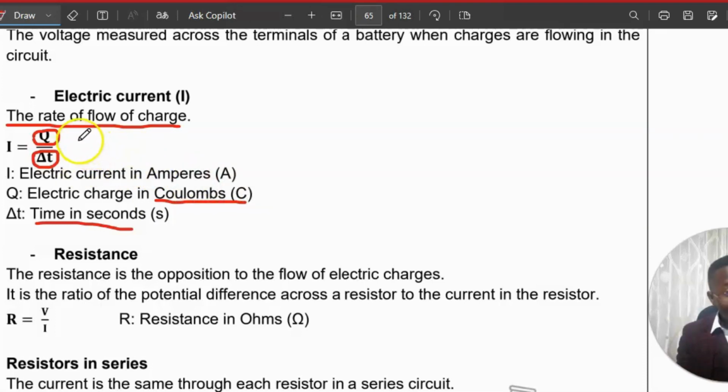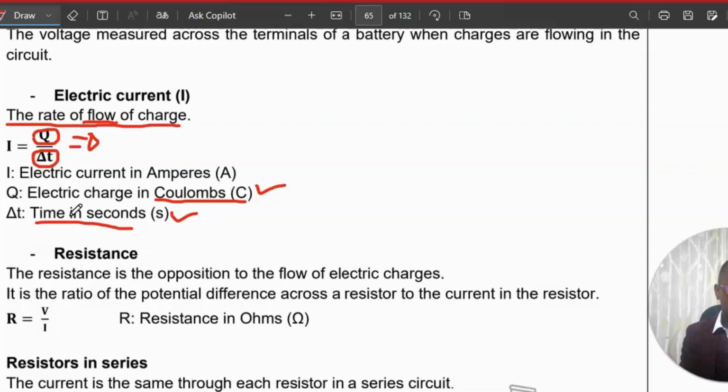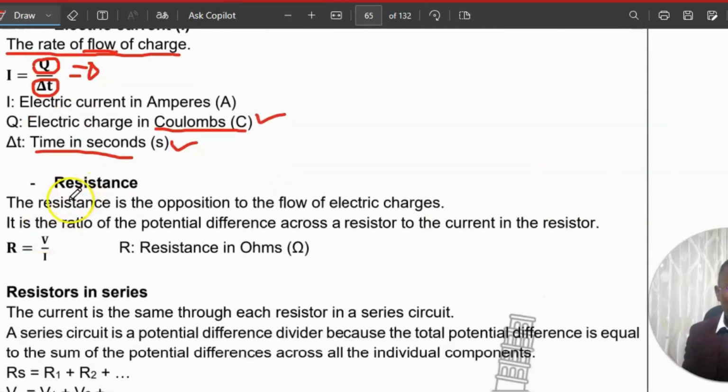But in another way, you could say that current is the rate of movement of a charge. It is the rate of flow of a charge, and the rate of flow in this sense is the movement. Therefore, current is the movement of a single coulomb charge per unit time. You can write that down. Charge is the movement or the rate of movement of a coulomb charge per unit time. That's what current is. Now let's talk about the third one, which is resistance.